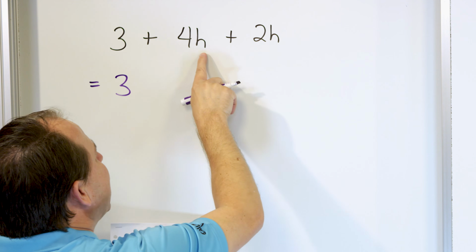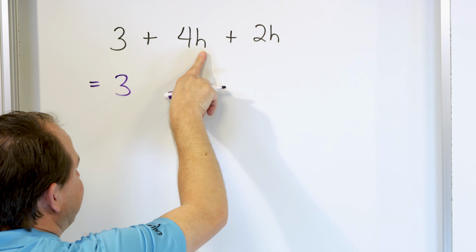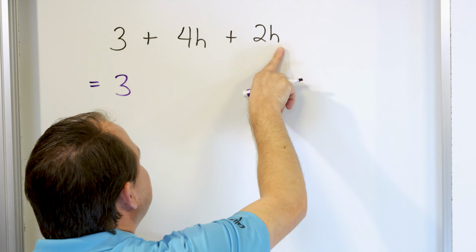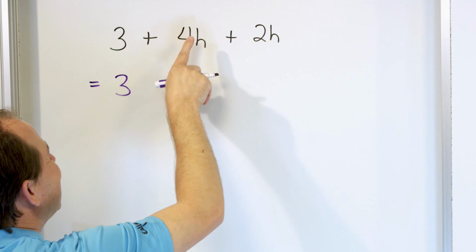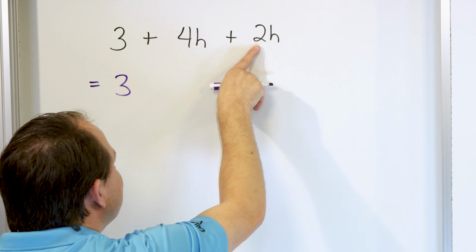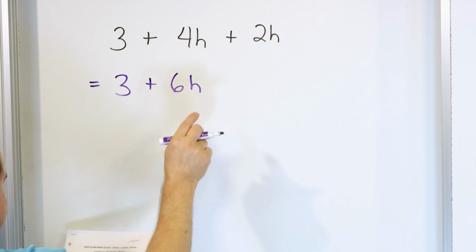But if we look at these two terms, they both contain an h. So we have 4 of these h's, because it's 4 times. We have 4 of these h's here, and we have 2 more of these h's here. Because we're adding h's to h's, we can add the numbers in front. 4 plus 2 means we actually have 6 of these h's. And this is the final answer.